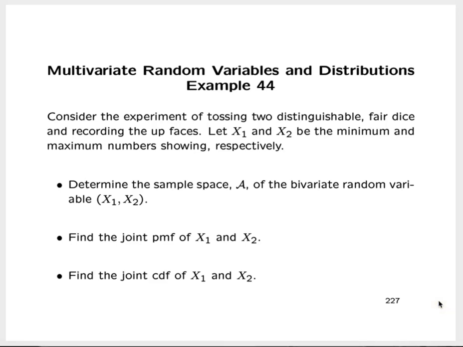Now let's look at an example. This is example 44. Consider the experiment of tossing two distinguishable fair dice and recording the up faces. Let X1 and X2 be the minimum and maximum number showing, respectively. And so the question asks us to determine the sample space, script A, of the bivariate random variable (X1, X2), find the joint PMF of X1 and X2, and find the joint CDF of X1 and X2.